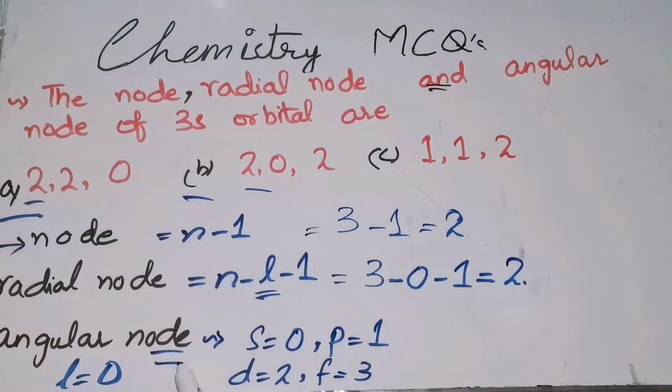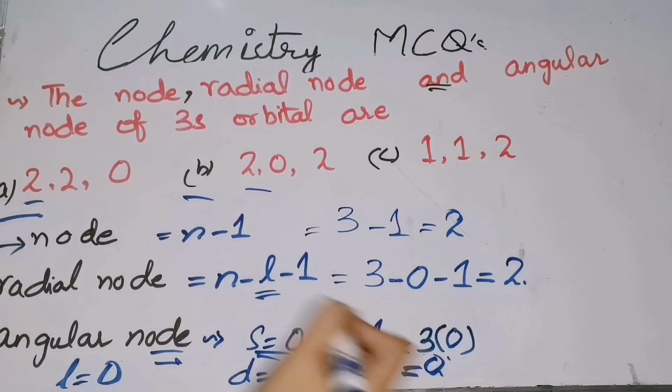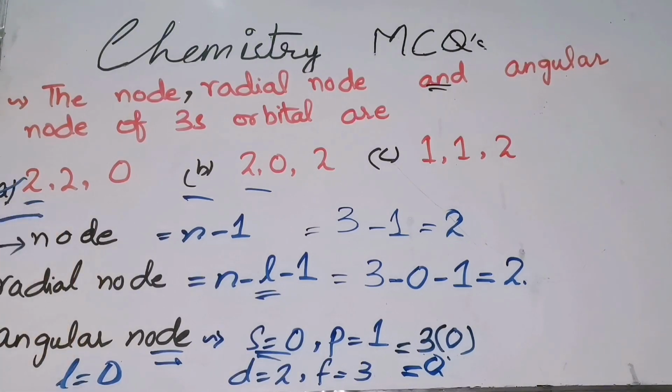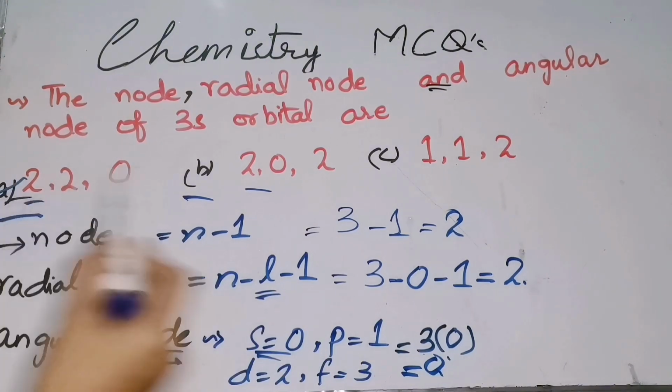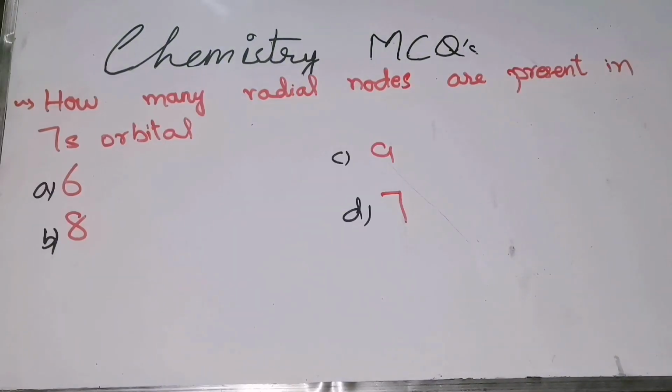Now for angular node, see over here, we are having 3s orbital. So here s will be equal to 0. So when you put the value for 3s, s will be 0, so the angular node will be 0. So the correct option is option A. Here node is equal to 2, radial node is also equal to 2, and the angular node is equal to 0.